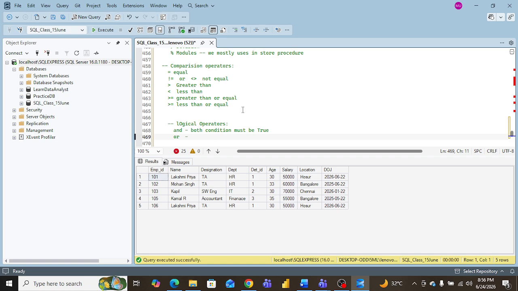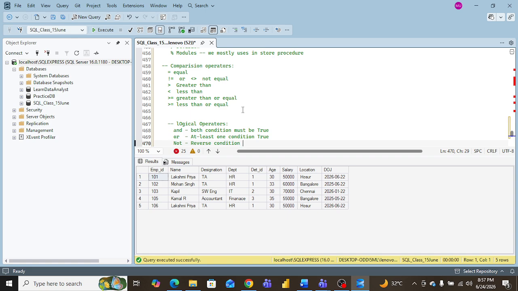Then OR: at least one condition must be true. Okay. And what about NOT? Any idea about NOT? Reverse condition. Reverse. What is the reverse condition?